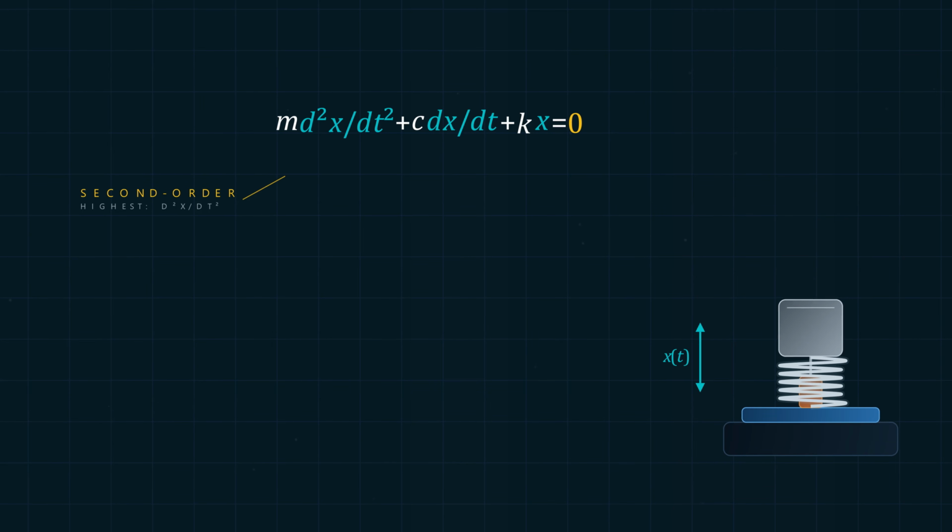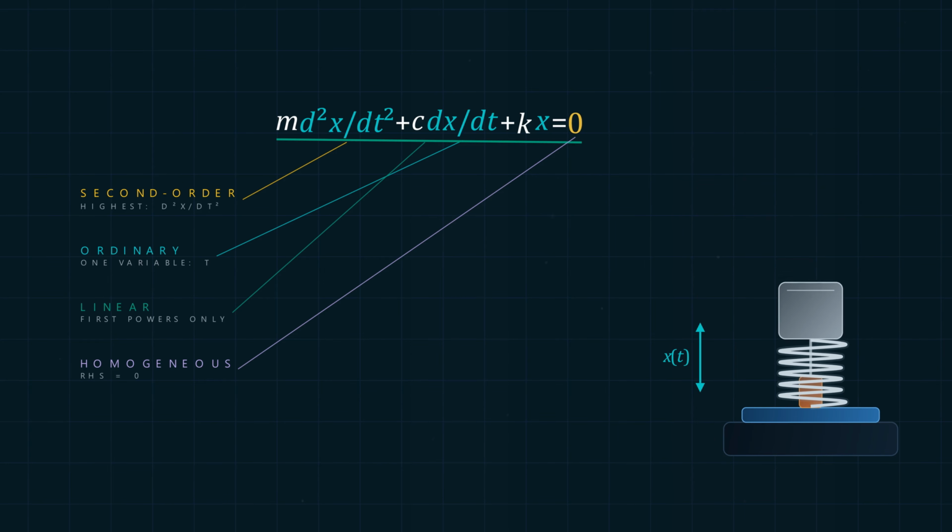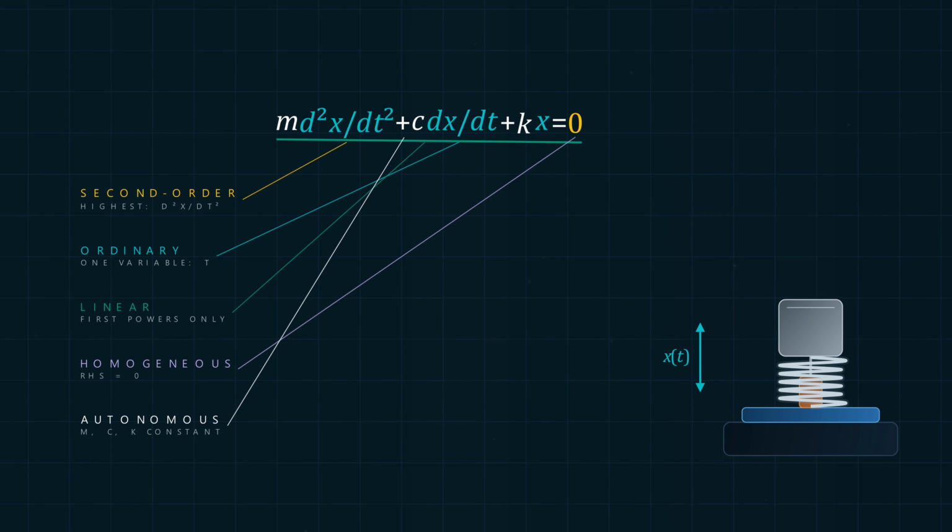It is second order, because the highest derivative is d squared x over dt squared. It is ordinary, because there is only one independent variable, time t, there are no partial derivatives. It is linear, because x and its derivatives all appear to the first power only. It is homogeneous, because the right-hand side is 0, there is no external forcing. And it is autonomous because the coefficients m, c, and k do not explicitly depend on time. Knowing the classification tells us immediately which solution methods are available.